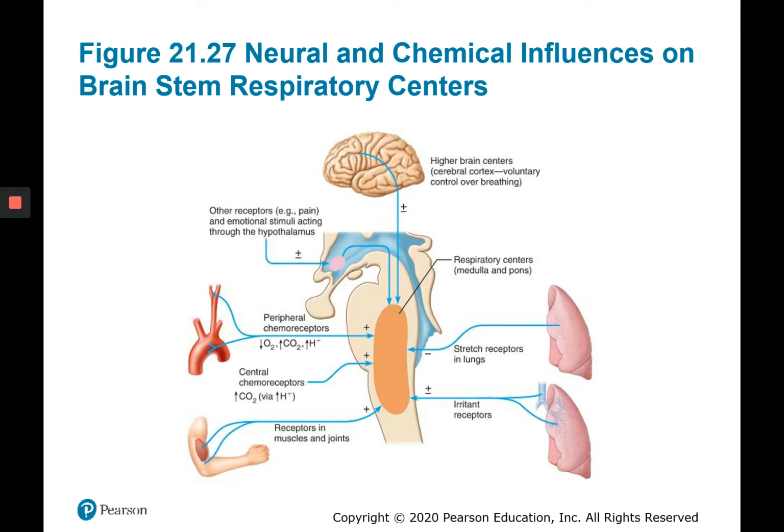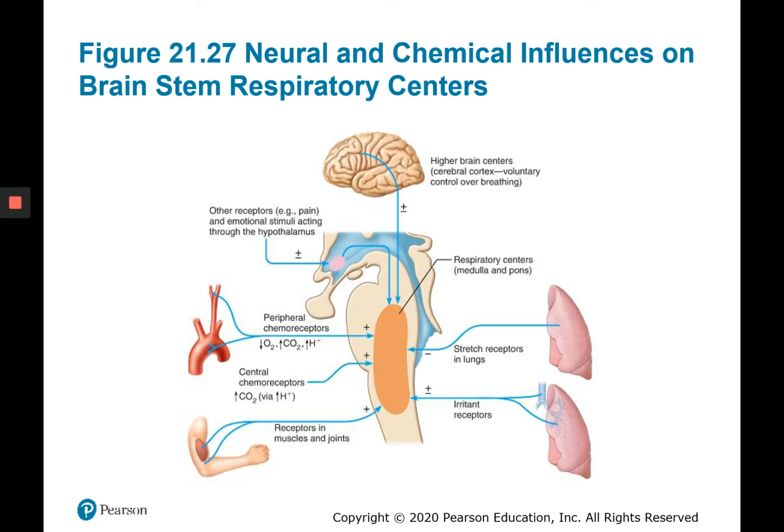Here are areas showing the different neural and chemical influences on the brainstem. We can see that there's stretch receptors, there's chemoreceptors, there's higher brain centers, and all of these are going to be able to help regulate respiratory rate and depth. Specifically, this schematic diagram basically summarizes the relationships between higher brain centers, respiratory centers, and various receptors throughout the body. So all of them are going to act by influencing the respiratory centers in the medulla and the pons.